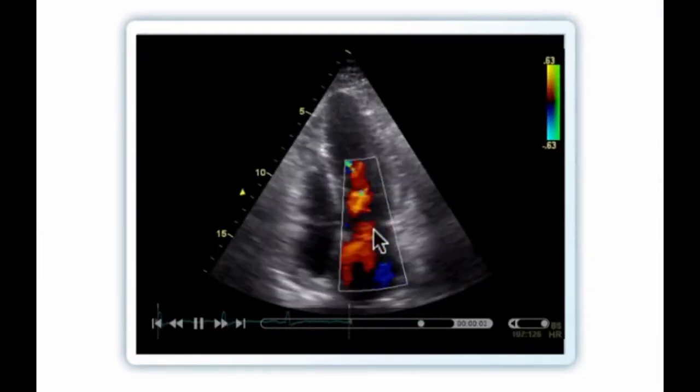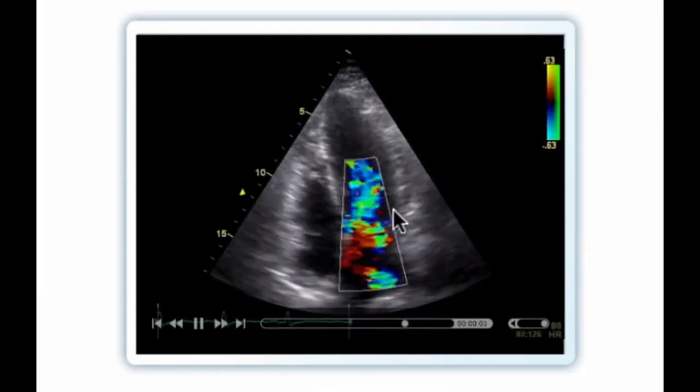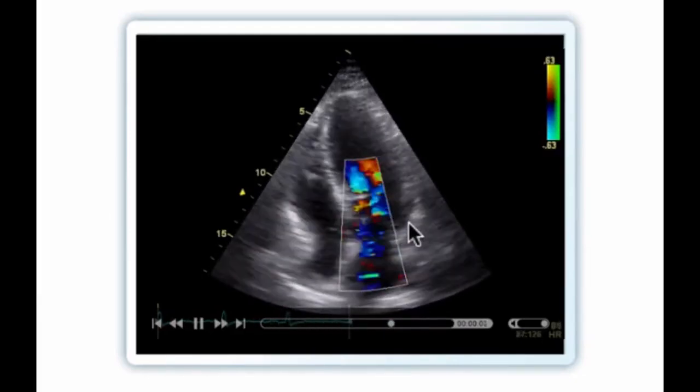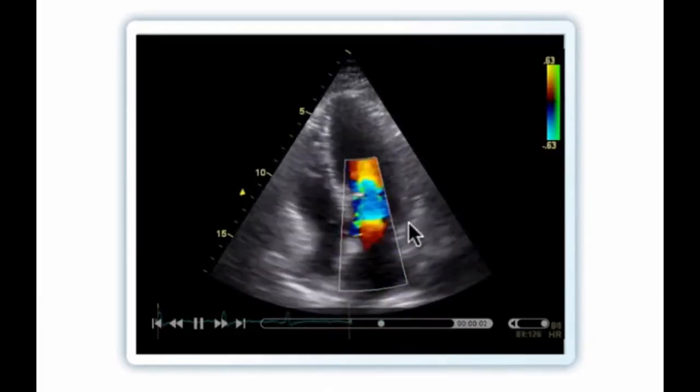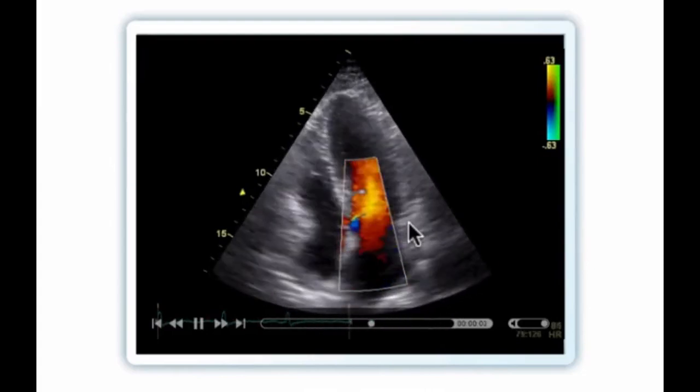Look here at the turbulences that you see at the proximal septal site pointing to obstruction. Furthermore, there is some mitral regurgitation here with an eccentric jet, probably caused by a SAM phenomenon, a systolic anterior movement of the mitral valve caused by the LVOT obstruction.